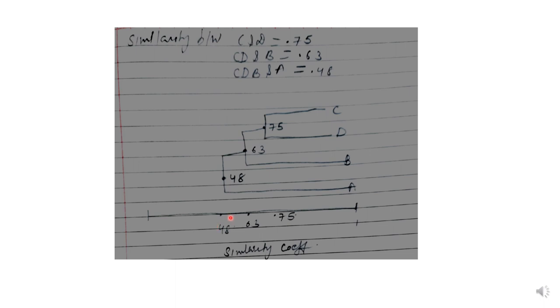So this is how they are represented on the graph, and this is how we calculate the dendrogram calculations manually and make the dendrogram like this. So this is a simple example of dendrogram preparation using calculations by Jaccard's coefficient, and I hope you have understood it.